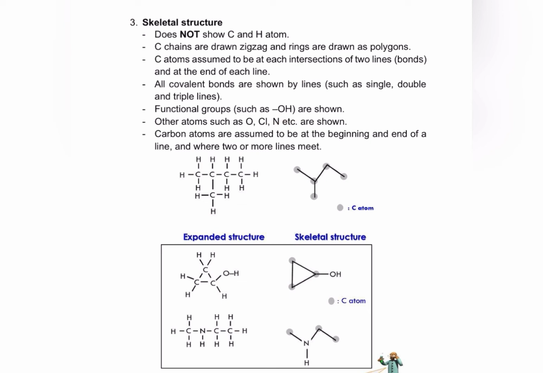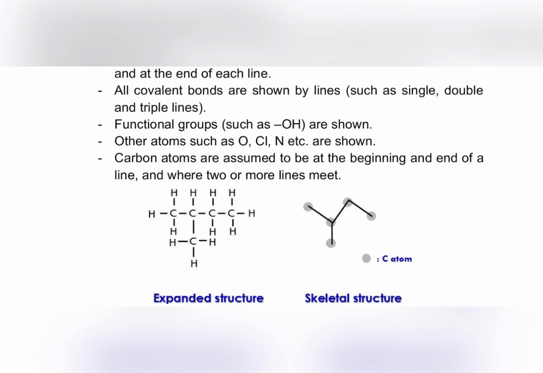Let's see this example. From here, you got an expanded structure for one molecule. So I'm going to give numbers for this structure. As you see here, I'm going to start here from 1, 2, 3, and 4.